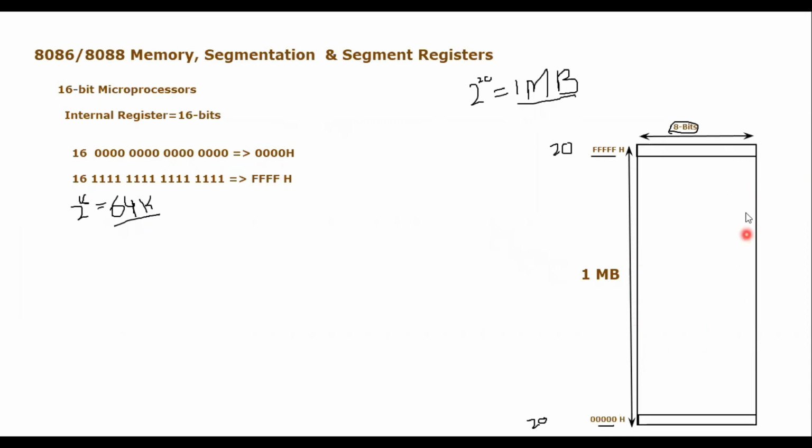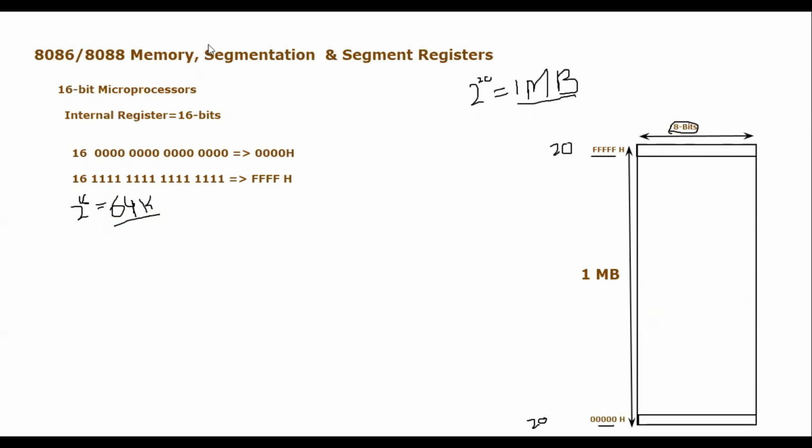That means you will actually divide this complete memory into various segments, right? And each segment could be of maximum what? 64 kilo. That is the only possible solution by which you can access each individual segment available in this memory using this 16-bit processor, or using these 16-bit internal registers, right?